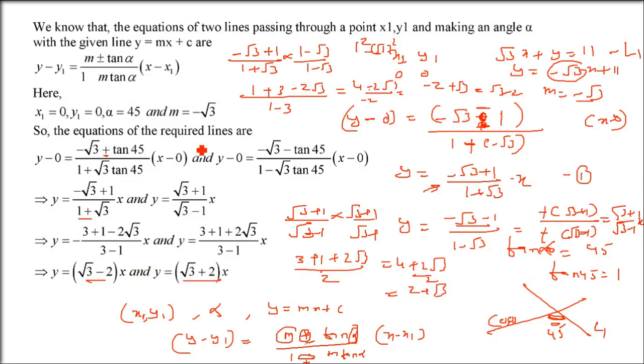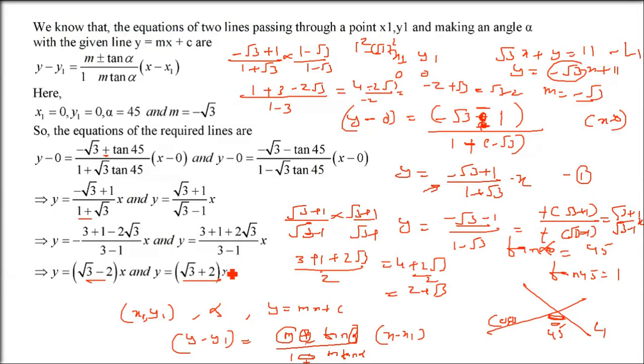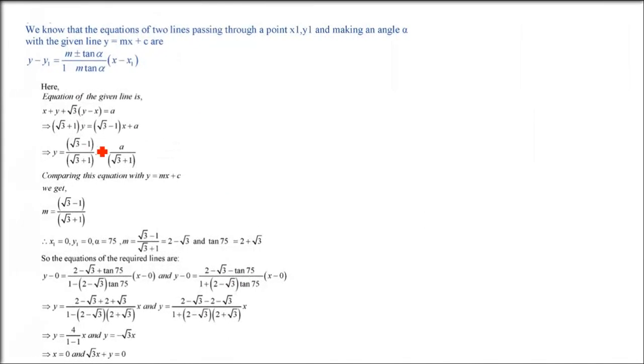Now this question I have done completely because other questions are exactly like this. So this is y equals root 3 minus 2x and y equals root 3 plus 2x, and exactly this type of calculation will come again and again. So just remember that, I am just going to pass through it. So now it's clear.